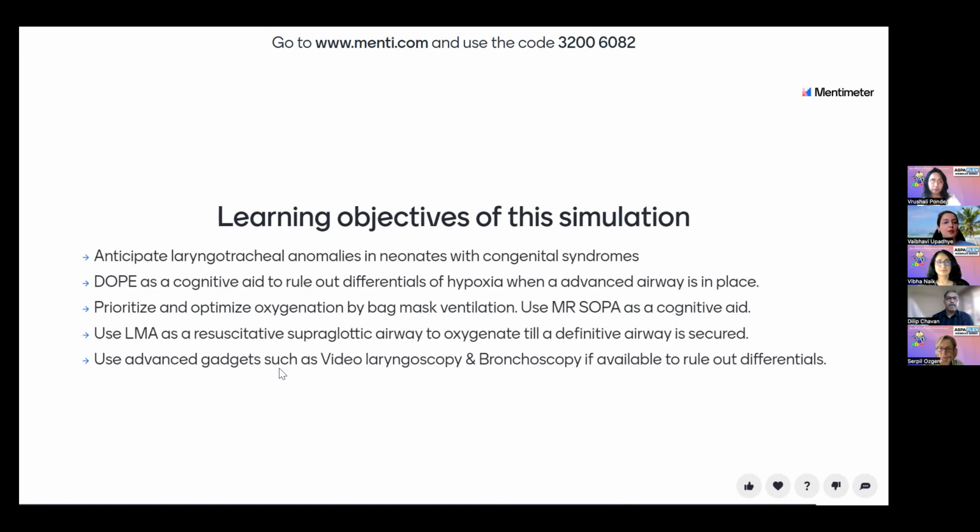Learning objectives of this simulation for all of you were: anticipate the laryngotracheal anomalies in neonates with congenital syndromes. Be aware that the larynx may be involved too. Use DOPE as a cognitive aid to rule out differentials of hypoxia when an advanced airway is in place. Prioritize and optimize oxygenation by bag mask and use MR SOPA as a cognitive aid to do so. Use LMA as a resuscitative supraglottic airway to oxygenate till a definitive airway is secured. Use advanced gadgets such as video laryngoscopy or bronchoscopy, if available, to rule out the cause of the problem.